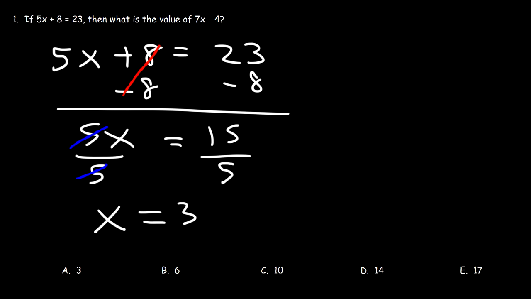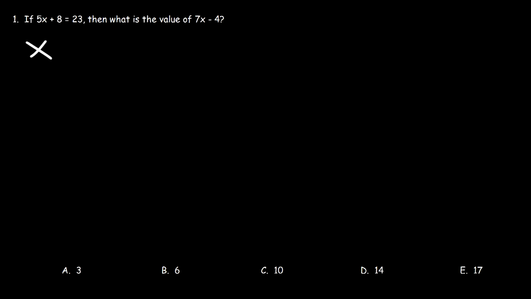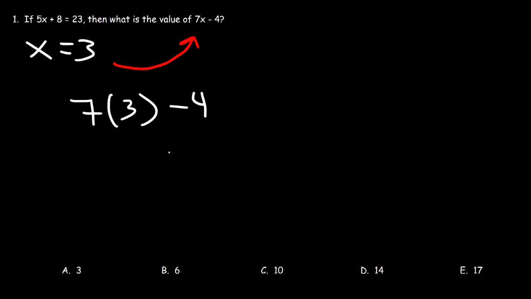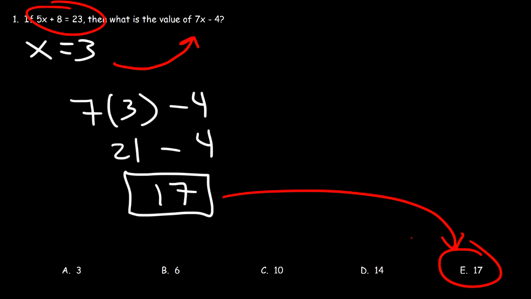So x is 3. So now that you have the value of x, you can easily find the value of 7x minus 4. All you need to do is simply plug it into that expression. So let's replace x with 3. 7 times 3 is 21, and 21 minus 4 is 17. So that's the value of 7x minus 4 given this equation. So E is the right answer.